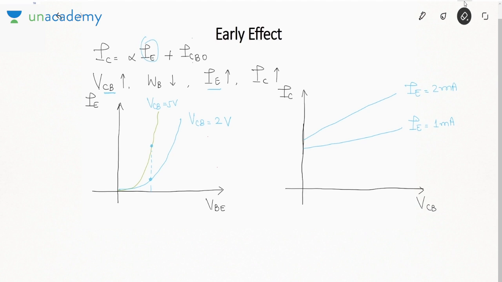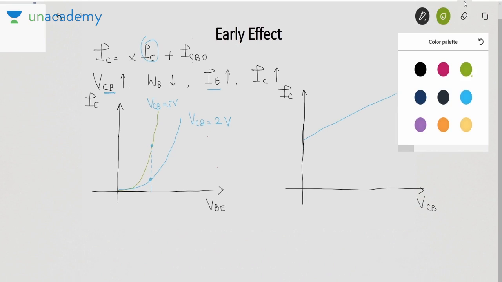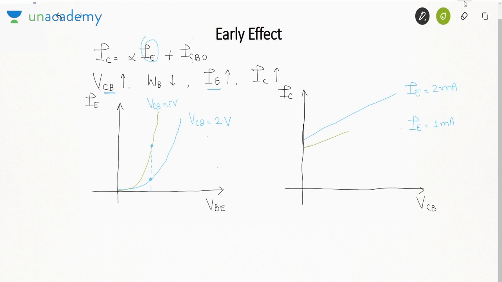Now when you extrapolate these curves, then they meet here on this axis, and this point is called VA. VA is called the early voltage. So that is your early effect, that is, IC will increase with VCB and it will not be constant.